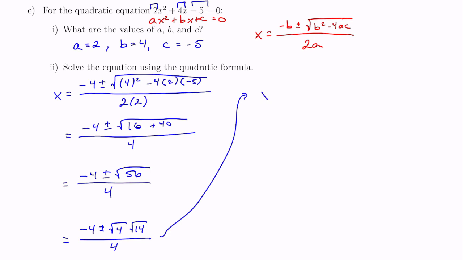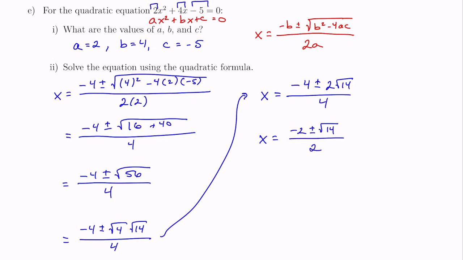Now the purpose for the work that we just did is the square root of 4 simplifies to 2, giving us -4 plus or minus 2 root 14 over 4. We can simplify this further because both terms up in the numerator have a factor of 2, and there's a factor of 2 in the denominator. So we can cancel out a 2 from each factor in the numerator as well as the denominator. If we were to do this, we end up with x is equal to -2 plus or minus root 14 all over 2.